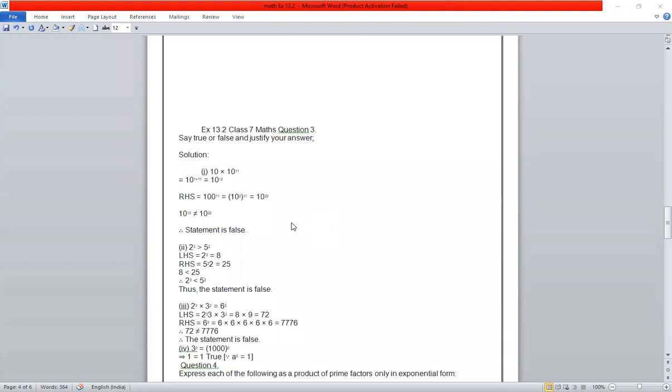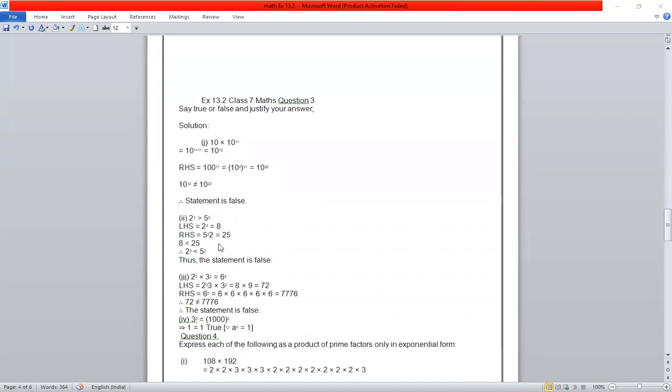2 more questions are there. Let us solve them. Say true or false and justify your answer. What they have given? 10 into 10 to the power 11. Let us see here. 10 into 10 to the power 11 is 10 to the power 1 plus 11, which is 12. That is our LHS. And the RHS they have given is 10 to the power 22. So 12 and 22 are not same. So the statement is false.